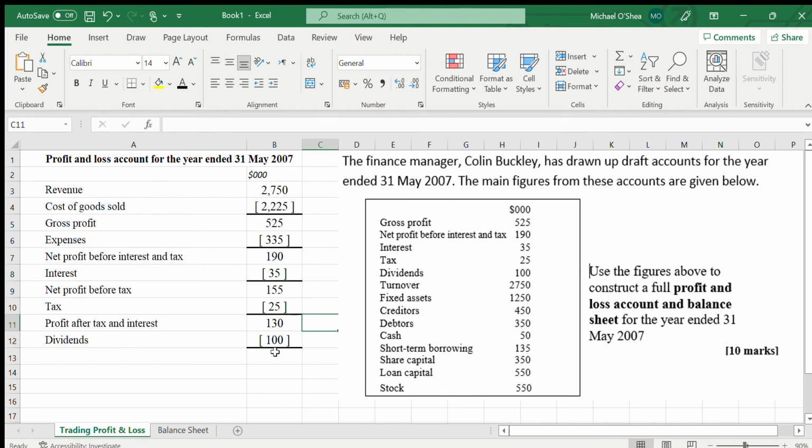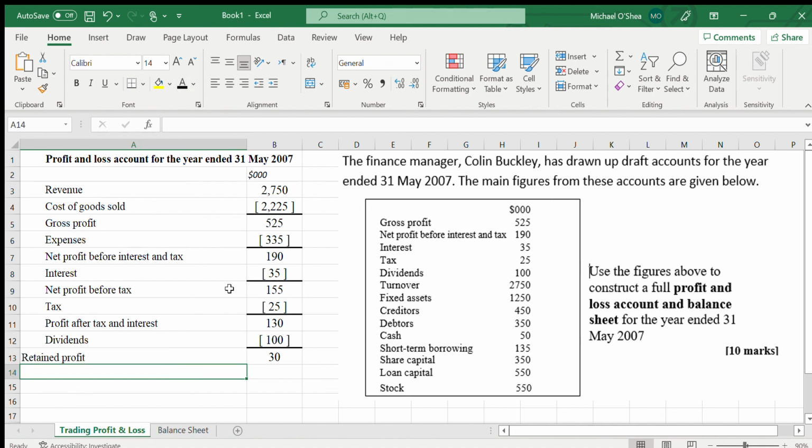Dividends is money that you owe to your shareholders, and so it's a negative figure. You're going to spend the money, give the money back to the shareholders, and it's now gone from the business. So this 100 is gone. Now my profit is technically down to 30. And this is called my retained earnings or retained profit.